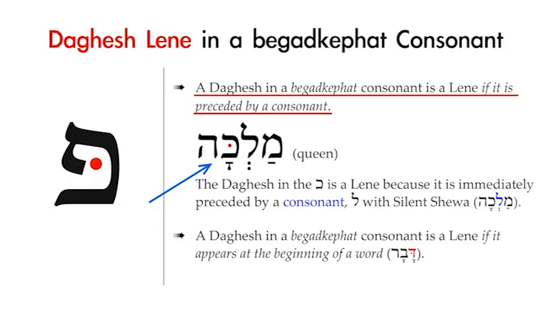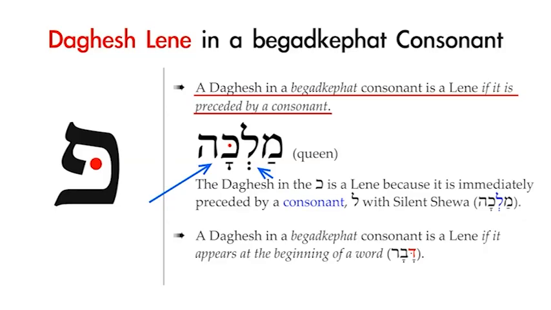You look at the letter before it and the vowel associated with it. Because we have a schwa here, we know that that is not a vowel. That's a zero vowel. It's a syllable closer. Because there's no vowel before the consonant with the Dagesh in it, that Begad Kafat consonant, we know then that it must be a Dagesh lene. The Dagesh in the kaf is a lene because it is immediately preceded by a consonant, not a vowel.